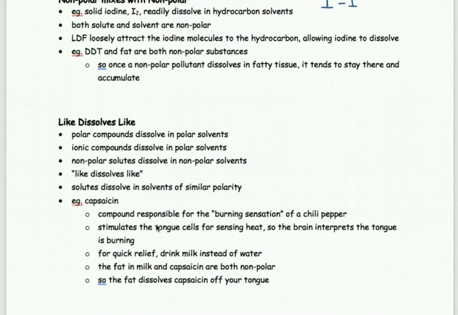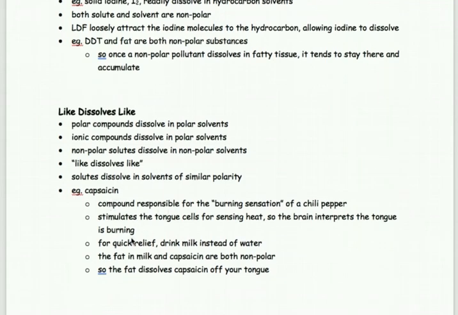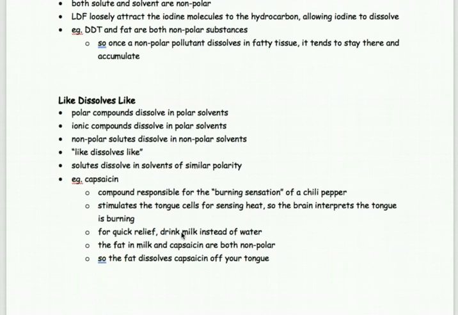All right, here I just wanted to give you another example. Capsaicin is a substance found in chili pepper. If you eat something that has chili in it, you'll find that your tongue's burning and it's hot. It sends signals to your brain that you just ate something really hot and your tongue's on fire. People try to drink water and it doesn't do anything. Your tongue still feels like it's burning.